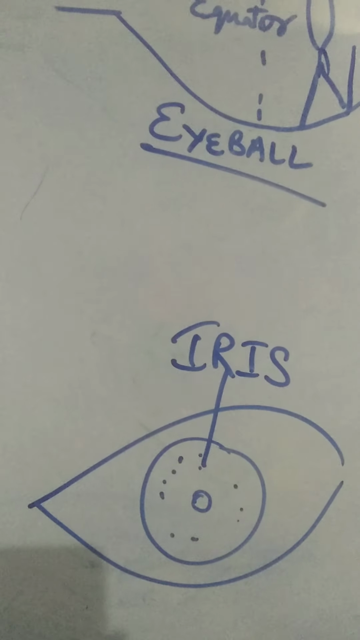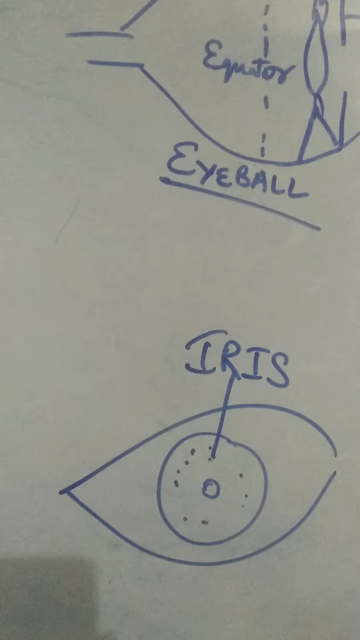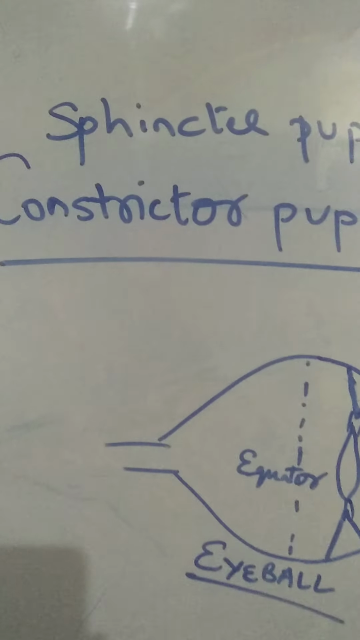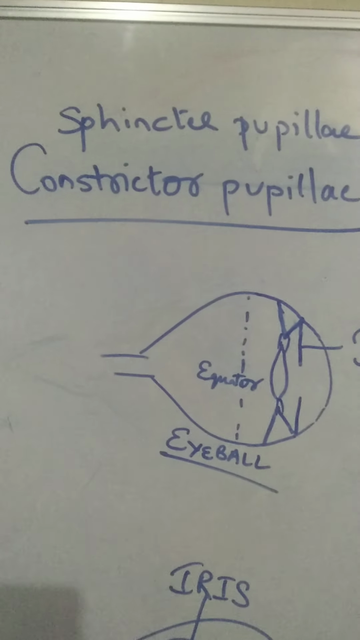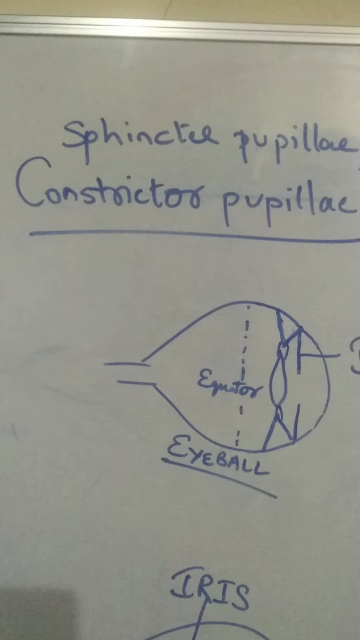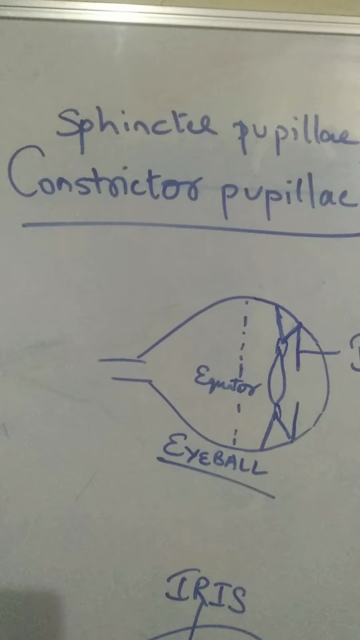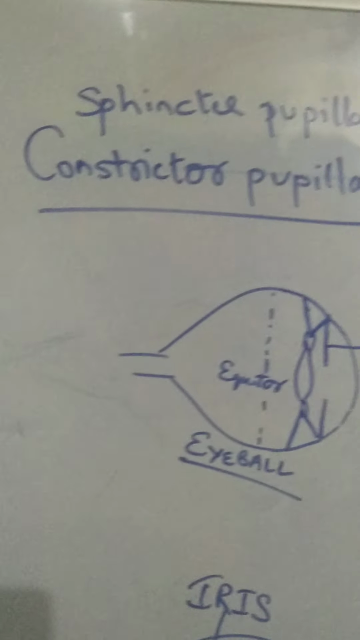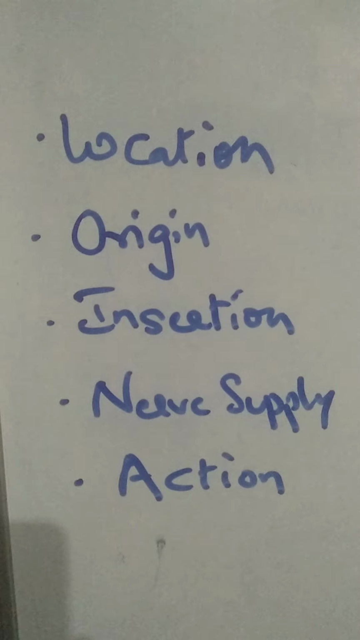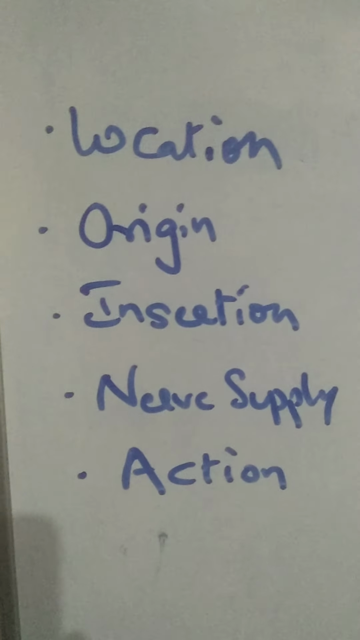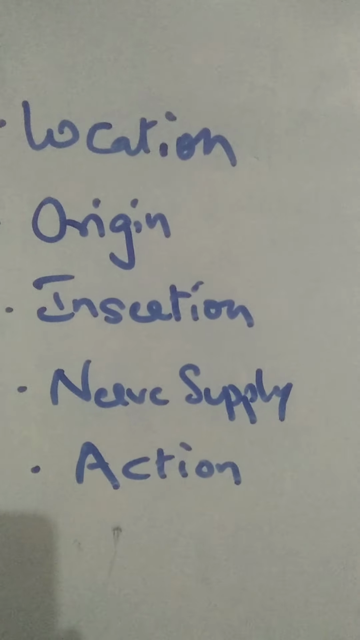Within the iris, there are two types of muscle. Number one, the constrictor pupillae or sphincter pupillae. The other variety is the dilator pupillae. Today's topic is constrictor pupillae. This topic will be dealt with under the following headings: the location, origin, insertion, nerve supply and action.